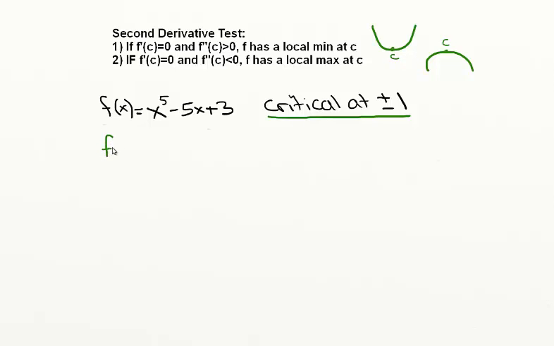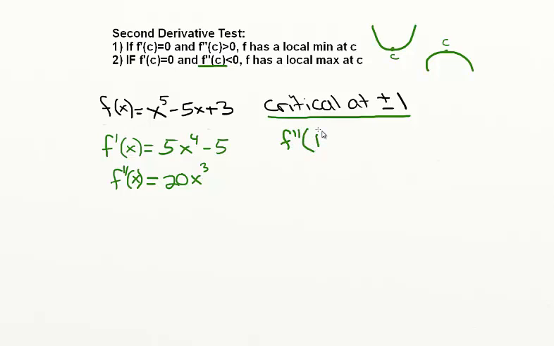So we had the first derivative again, which was 5x to the fourth minus 5. So the second derivative is just going to be 20x cubed. Now to figure out if the second derivative is positive or negative, we actually have to plug in the critical numbers, because it says f double prime evaluated at c. So our critical numbers are plus and minus 1, and we're going to plug those into f double prime.